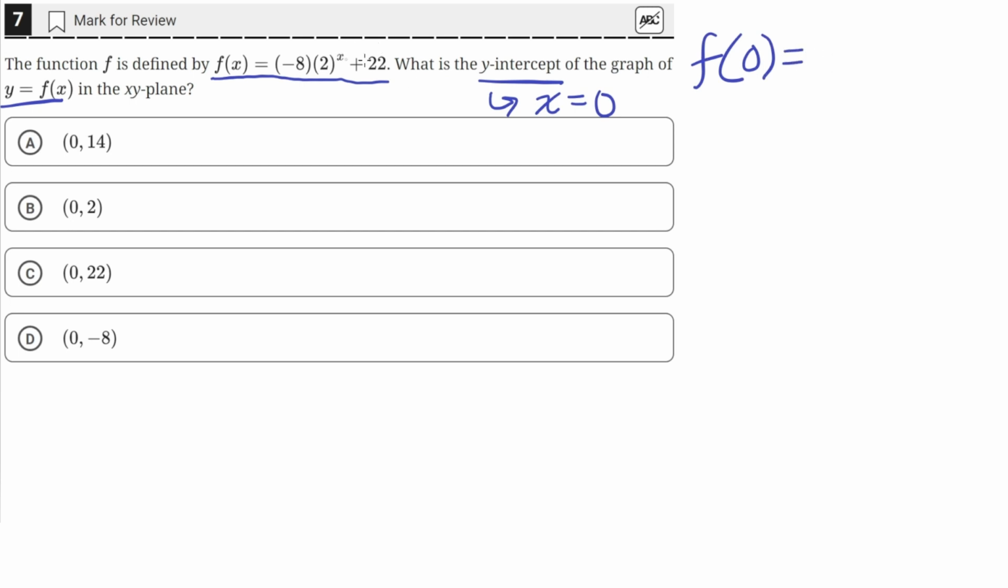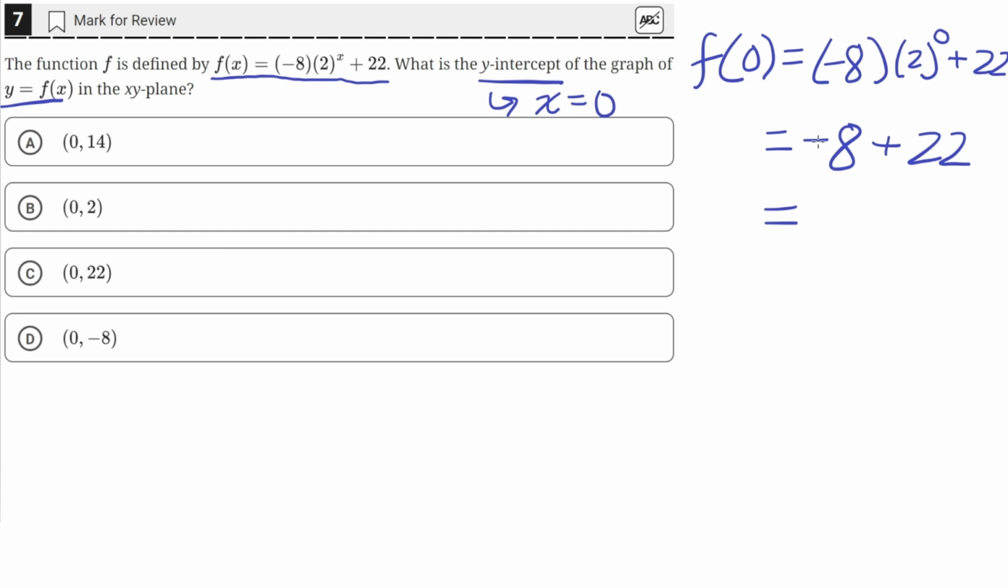So we'll just plug in 0 for x. So we have negative 8 times 2, which is in parentheses since we're raising it to the 0th power, plus 22. So anything raised to the 0th power is just 1. So we'll just have negative 8, since negative 8 times 1 is just negative 8. And then this plus 22.